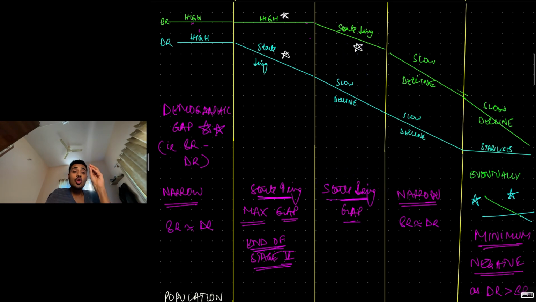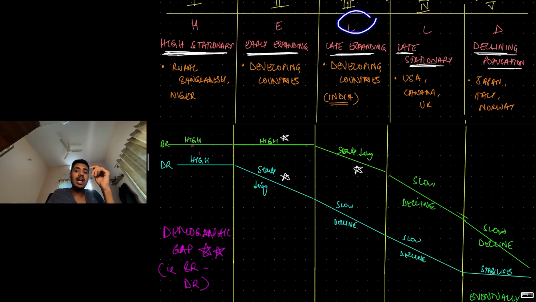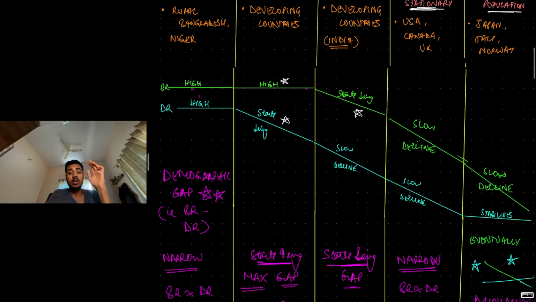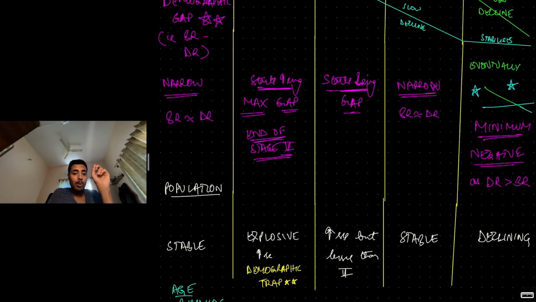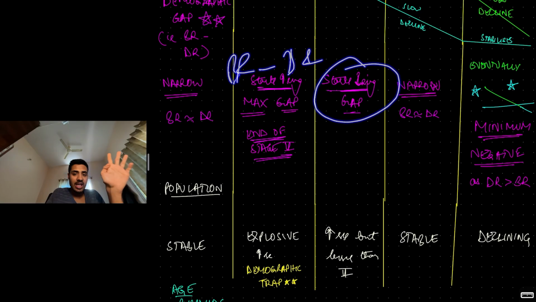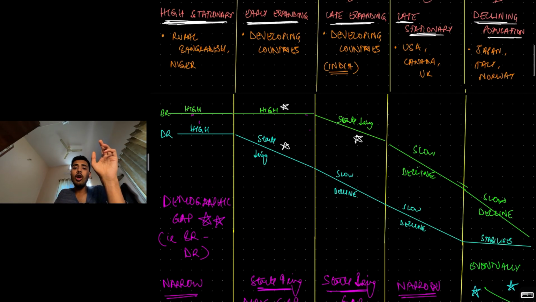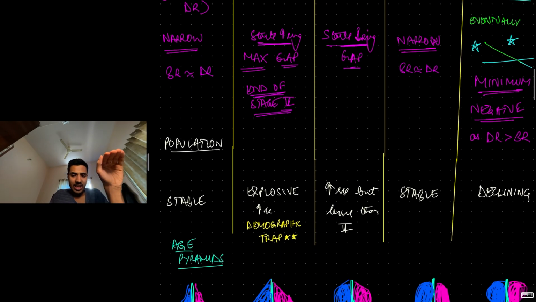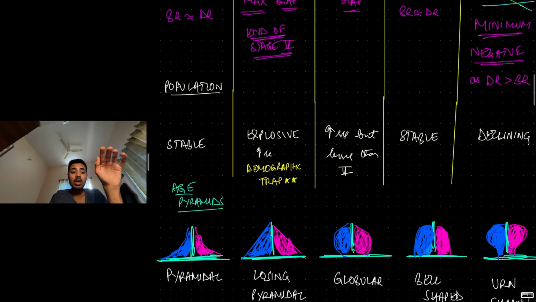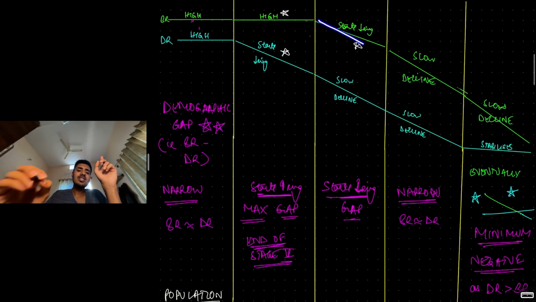So when does the demographic gap start decreasing? Stage 3, important, late expanding. And the population here is still increasing. See, people miss this: the demographic gap, that is birth rate minus death rate, the difference, is decreasing. Why? Because now birth rate is also decreasing, death rate is also decreasing, but before birth rate was high, and now birth rate has decreased. So the demographic gap starts decreasing. But the population is still increasing, because birth rate is still more than death rate.